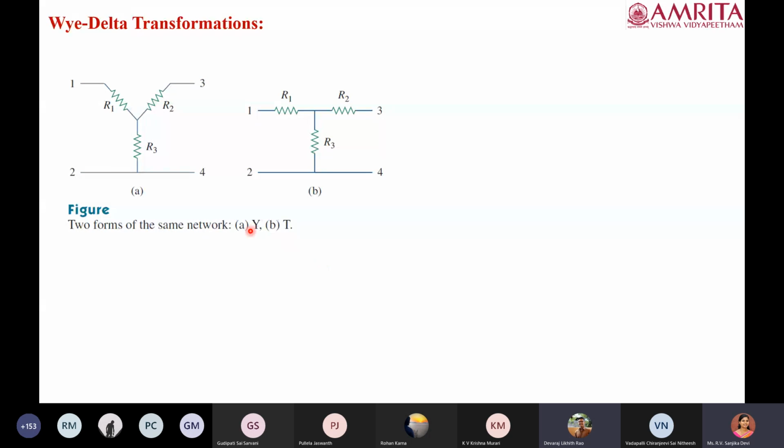I will tell you. If you see these two configurations, they are one and the same. Structure-wise, it looks slightly different. These two represent the same configuration, but if it is drawn in this way, it resembles the shape of the letter Y, and it can be called a Y network, and in the second way, it is called a T network.